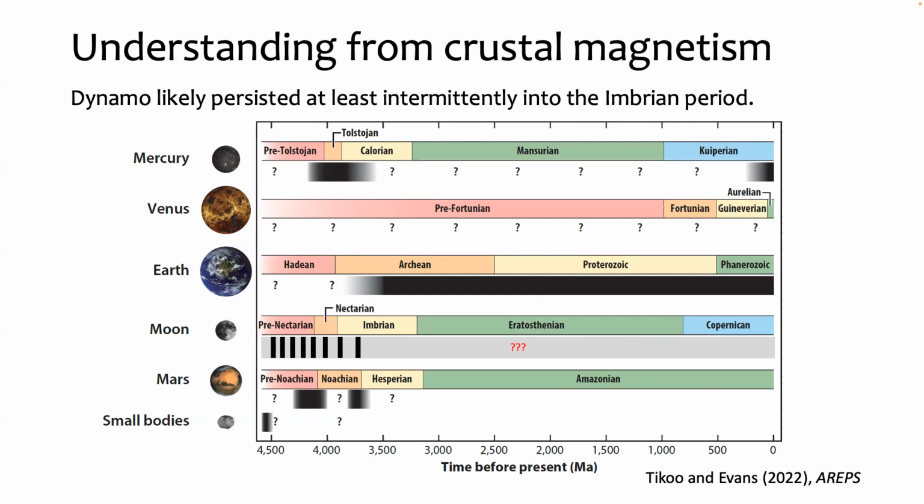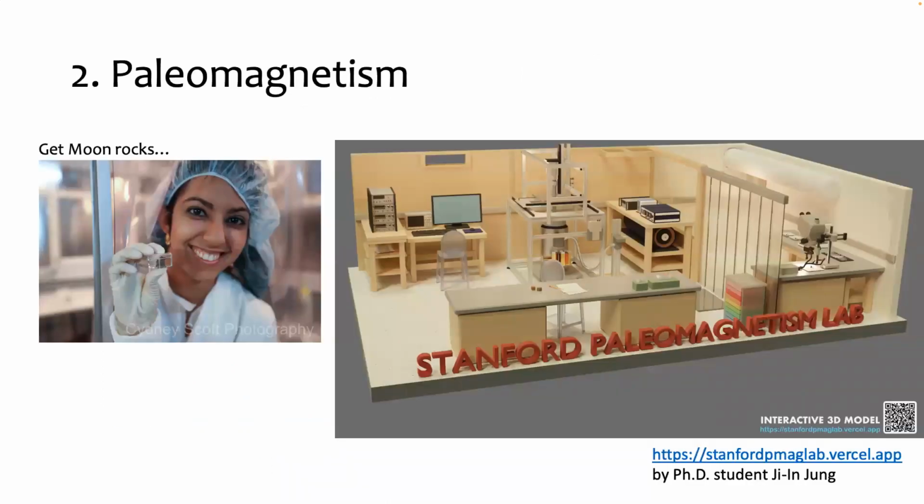So now we're going to start talking about paleomagnetism, which is what I work on. We can get additional constraints on the history of lunar magnetic fields from actually studying lunar samples. So this is me holding an Apollo 15 mare basalt back when I was in grad school, but this is my favorite picture of me holding a moon rock, so I keep it here anyway.